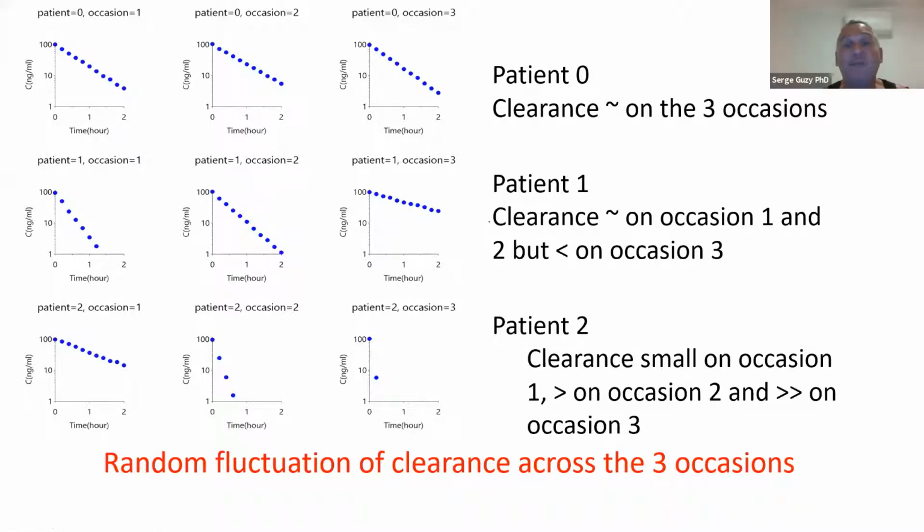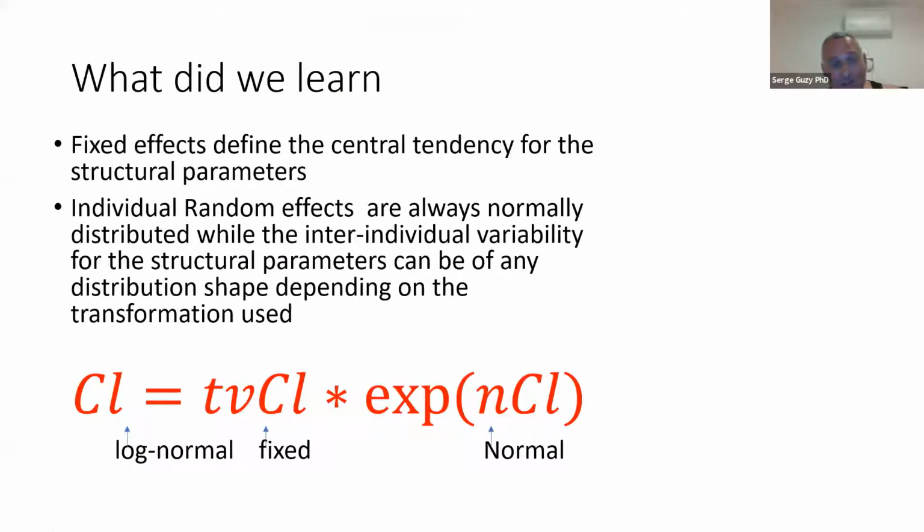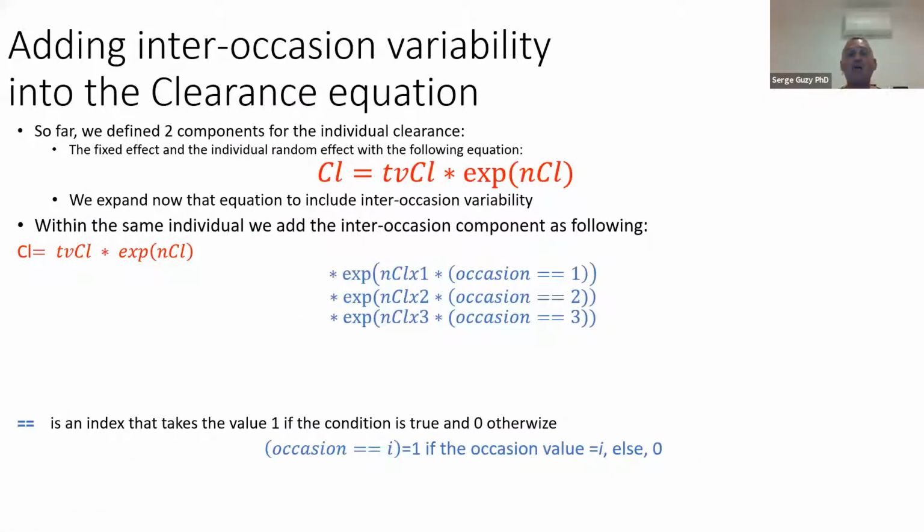Now, how are we going to model that? For the time being, the only thing that we saw is the quantification of the inter-individual variability, how patients are different from each other. Now, within the same patient, the clearance is the clearance for one individual, I need to quantify another random effect, which is the inter-occasion variability. And how are we going to do that?